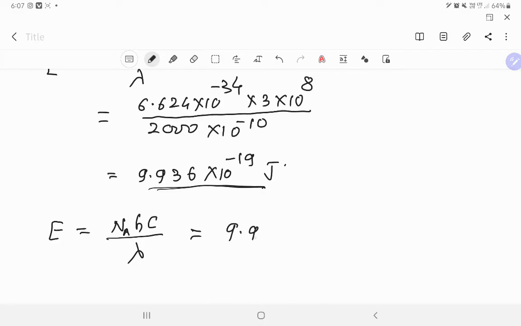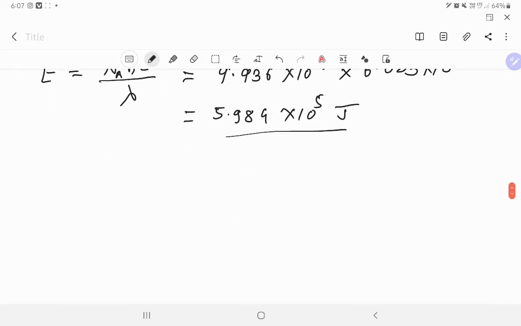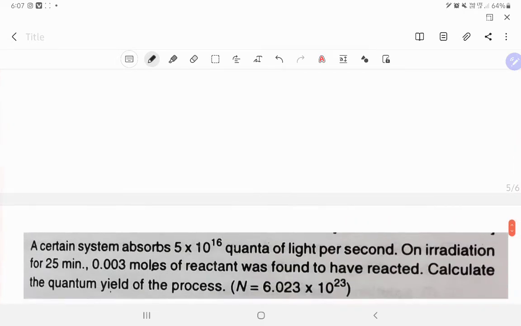Simply multiply this value with Avogadro's number. That is, 9.936 into 10 raised to minus 19 into Avogadro's number, 6.023 into 10 raised to 23. The value will be 5.984 into 10 raised to 5 joules. It is not necessary to put h, the value of c, and lambda again. We have already calculated this value. Just multiply with Avogadro's number and you will get the required value. Yes, got it? Okay. Next problem.